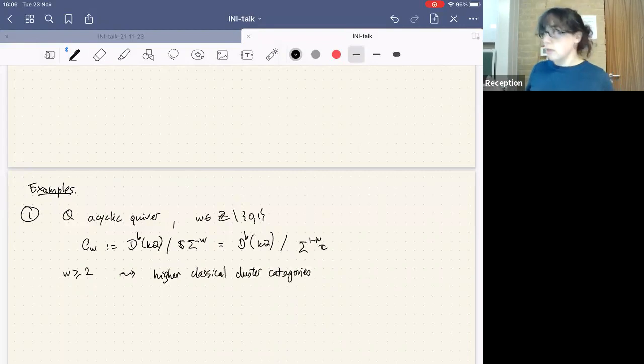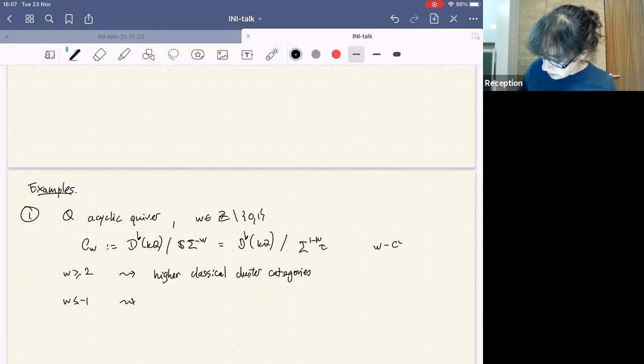But we can consider w negative. And this is what I'm suggesting in this talk, to consider these ones. One can see that these are triangulated and w-Calabi-Yau. And so we have here examples of negative Calabi-Yau categories, which I dare say are the classical negative cluster categories.